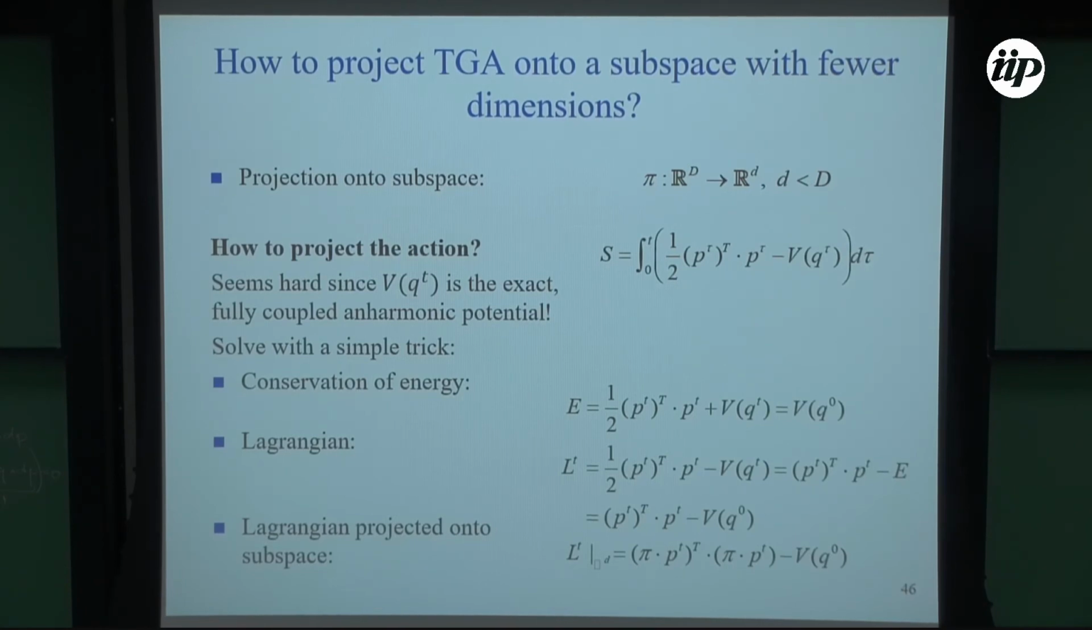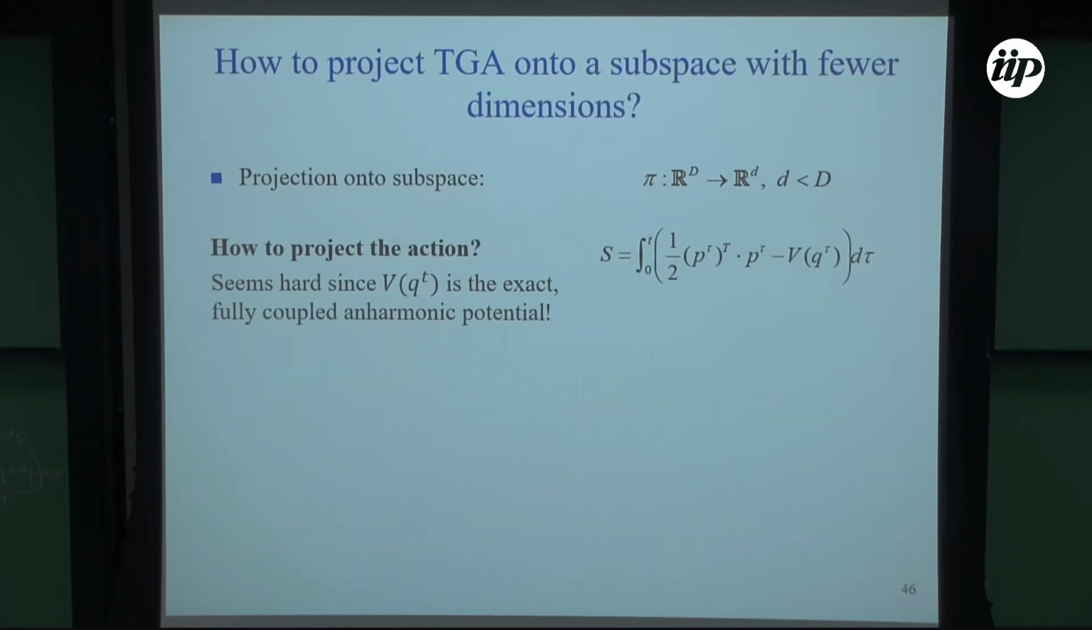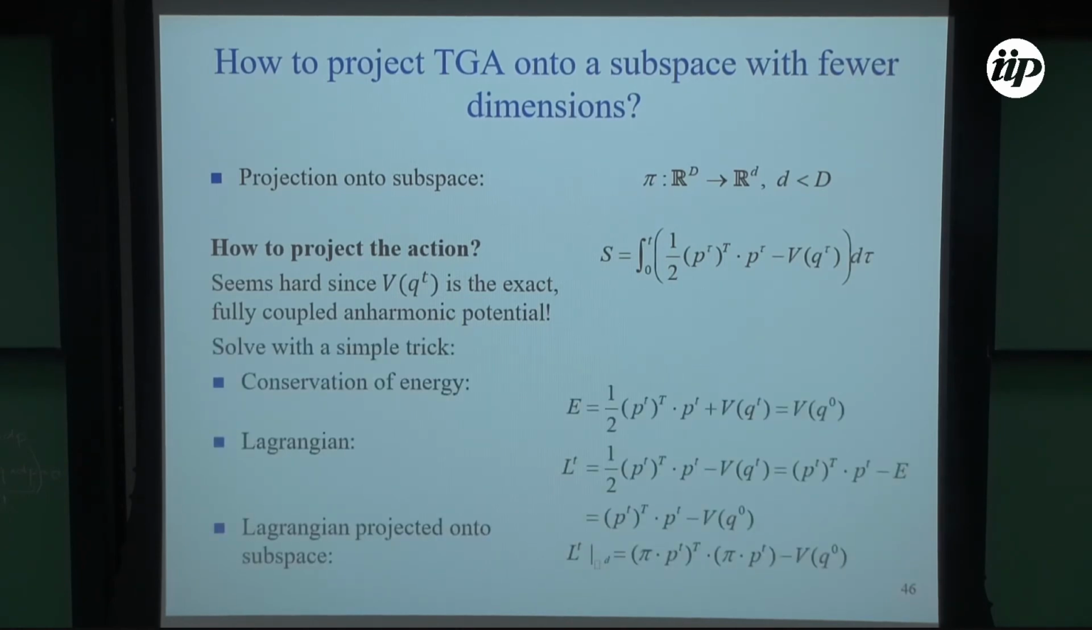Okay, so maybe the last thing I want to mention is how you project onto a few degrees of freedom some potential which depends on 100 variables which are arbitrarily coupled. For example, the action. In the action, you have a potential which is a function of 100 variables. So how do you assign the action to some degrees of freedom? Actually, it's maybe not perfect, but there's a quite nice trick.